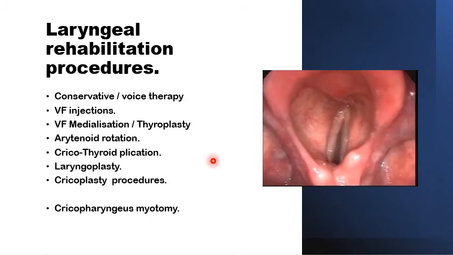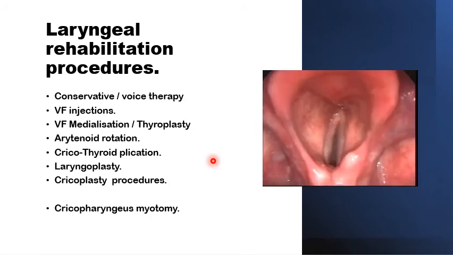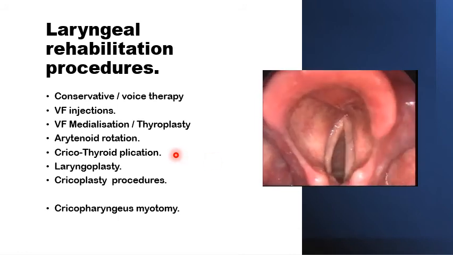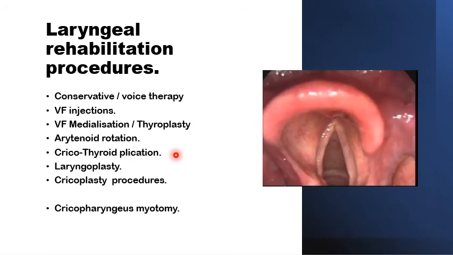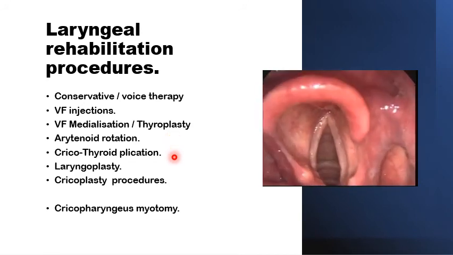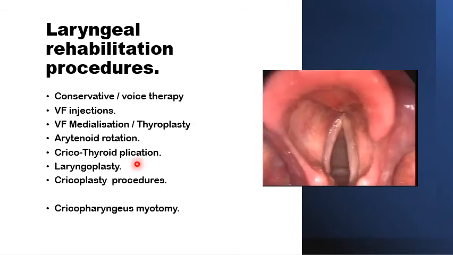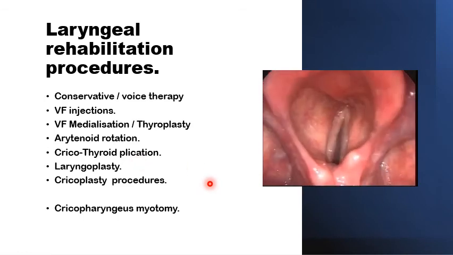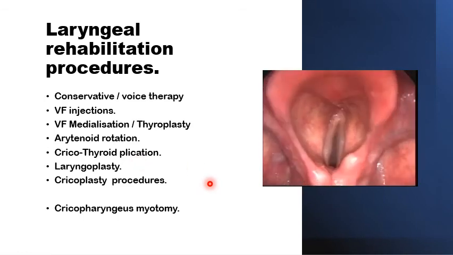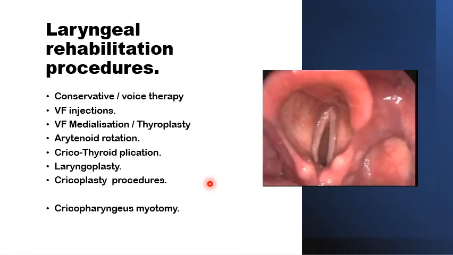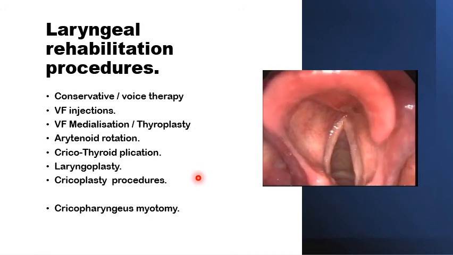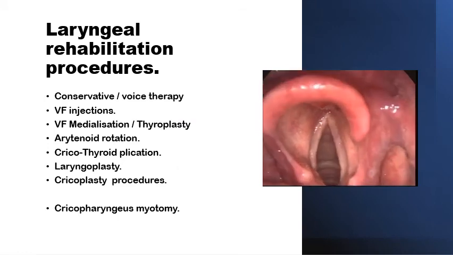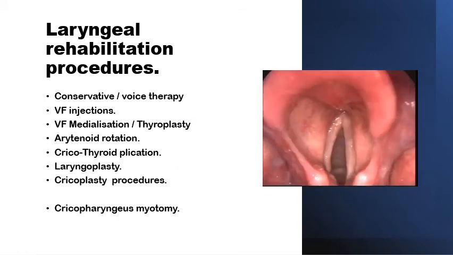Cricothyroid plication, which stretches the vocal fold and adducts the vocal folds further, would also be helpful. If there is a persistent gap despite all these attempts, then a reshaping or resculpting of the whole laryngeal structures by laryngoplasty may be considered, including cricoplasty, in which parts of the cricoid would be resected to narrow the airway and help in the control of aspiration. Cricopharyngeus myotomy can be added to any of these procedures to improve the aspiration control.